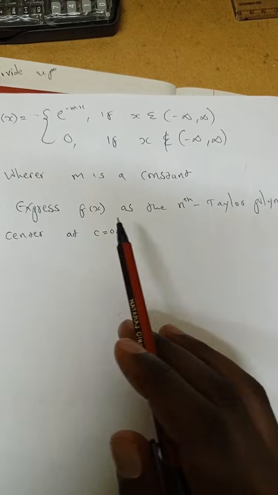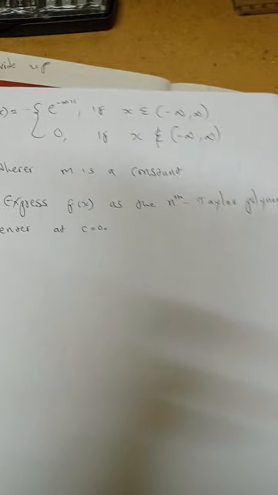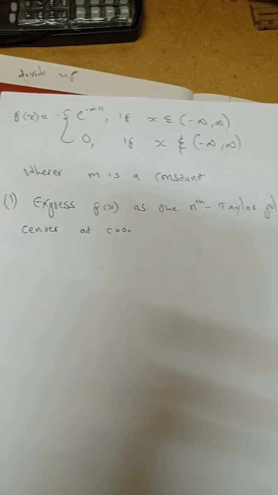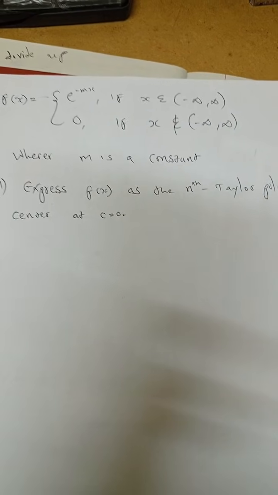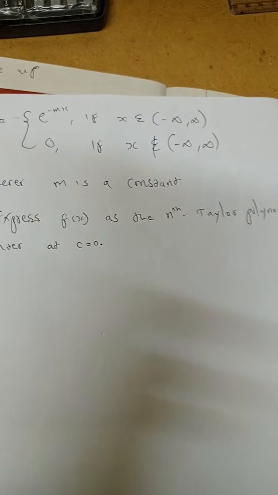Now they are saying express f of x as the nth Taylor polynomial, isn't it? Centered at what? C equals 0. So for this one, once they just say Taylor polynomial centered at c equals 0, what you just need to know is they are telling you to find a Maclaurin polynomial, because that's the only Taylor polynomial which is centered at c equals what?